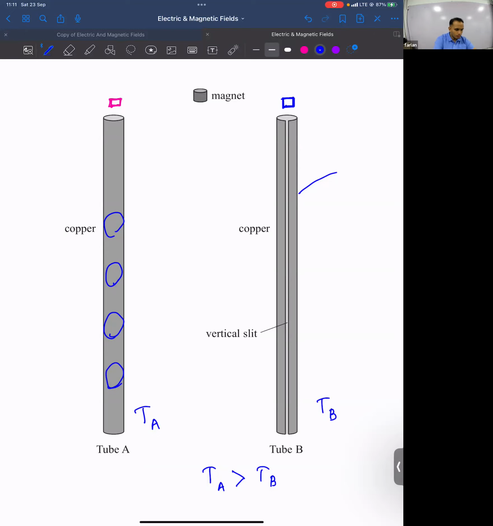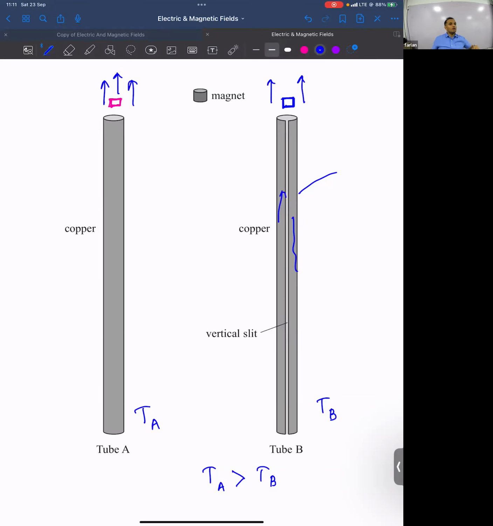So because there's more current developed, here the opposing force will be more. Here the opposing force will be relatively less. So in case B, the opposing force is less, so the time taken will be lesser compared to the one in A. Even with the slit, there will be current. It doesn't have to flow this way. It can be a current flowing from here to here also.